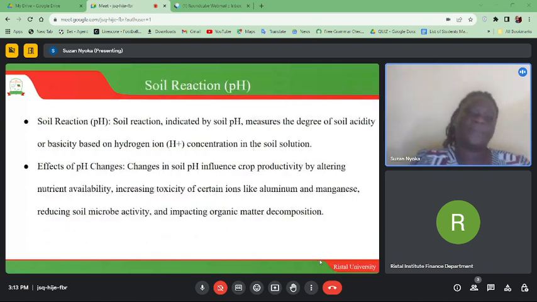And then soil reaction or pH. Soil reaction, indicated by soil pH, measures the degree of soil acidity or basicity based on hydrogen ion concentration in the soil solution. Effects of pH changes. Changes in soil pH influence crop productivity by altering nutrient availability, increasing toxicity of certain ions like aluminium and manganese, reducing soil microbe activity, and impacting organic matter decomposition.